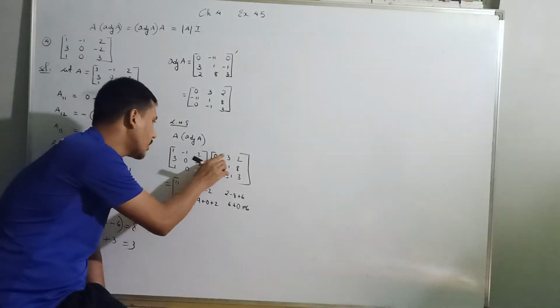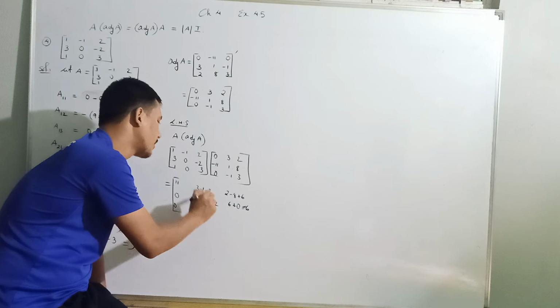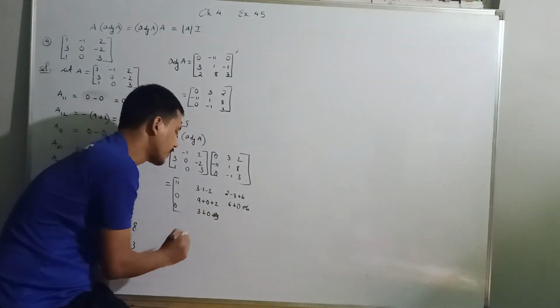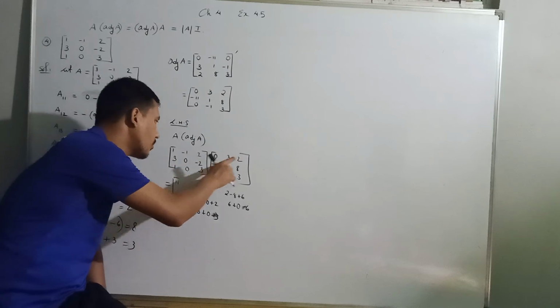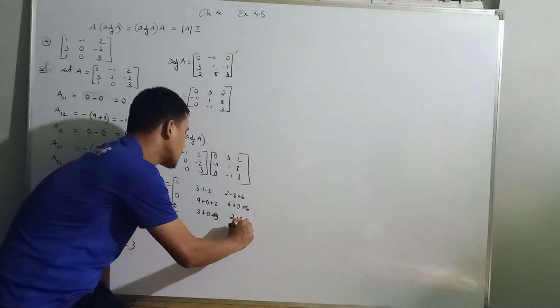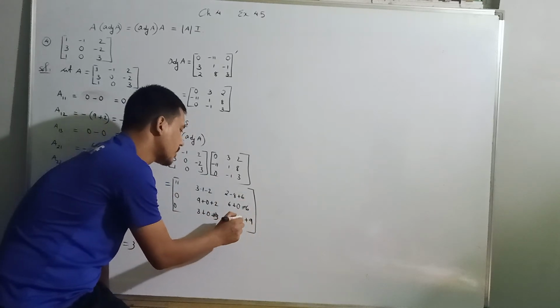Third row with second column. 1 into 3 is 3. Plus 0 into 1 is 0. Plus 3 into minus 1, minus 3. Third row with third column. 1 into 2 is 2. Plus 0 into 8 is 0. Plus 3 into 3 is 9. 0 into 8 is 0.